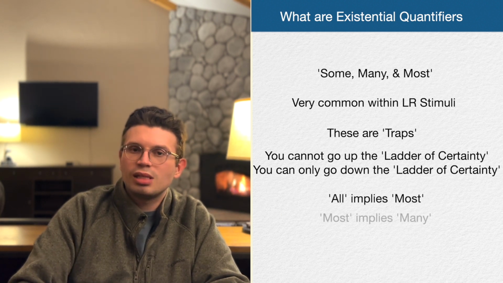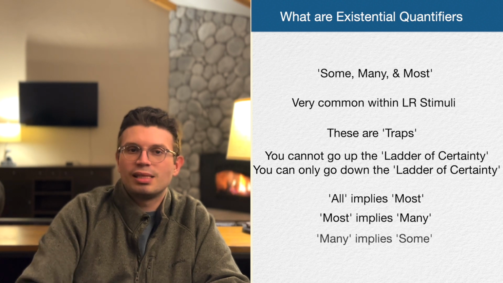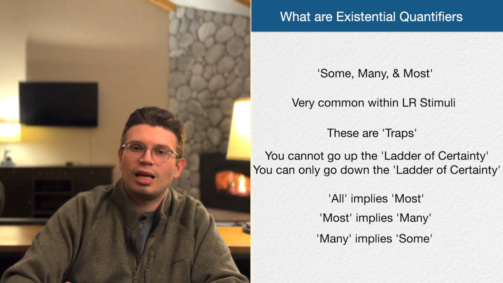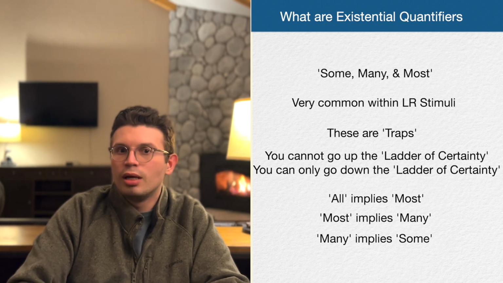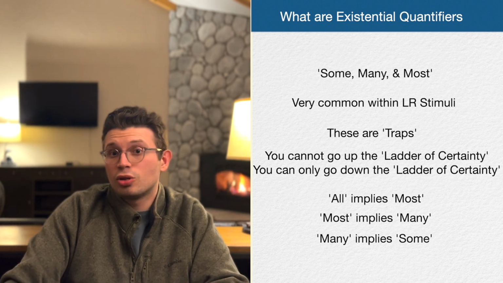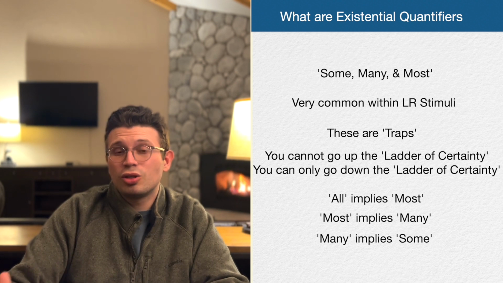Okay? And most implies many, and many implies some. You can climb down, but you can't climb up, okay? It is possible for some or most to imply all, but it's not valid. It could be true, but it's not valid, right? And an argument that could be true is a bad argument, okay?